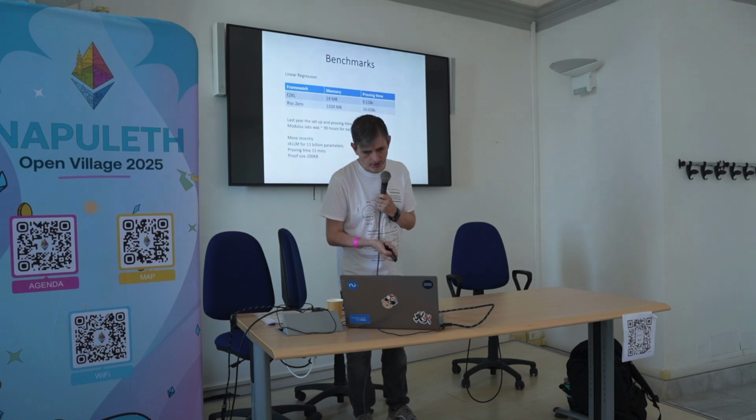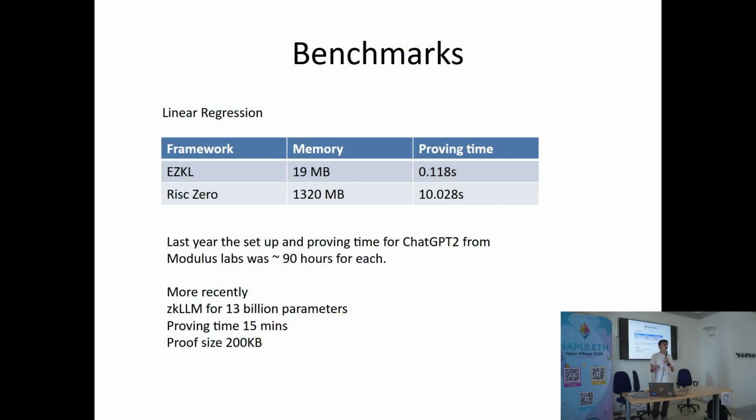There are some benchmarks. This is linear regression, so very simple, nothing like a large language model, nothing of that complexity. But it gives you an idea of some of the numbers. I'm comparing Ezekiel here to RISC-0. So Ezekiel, proving time of 1/10 of a second, that seems reasonable. But a linear regression model is very simple in AI terms. But there you go. From zkLLM, we have 13 billion parameters, and that took 15 minutes to prove. So we are progressing quite a lot.